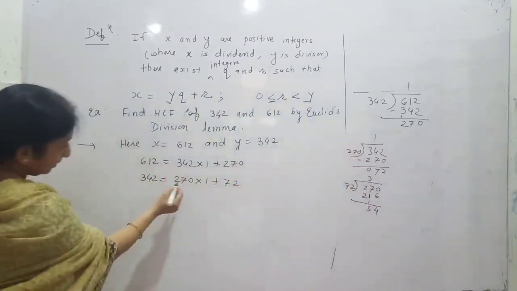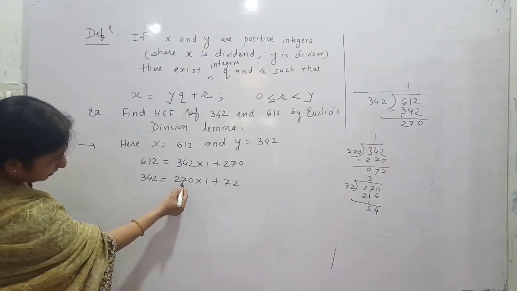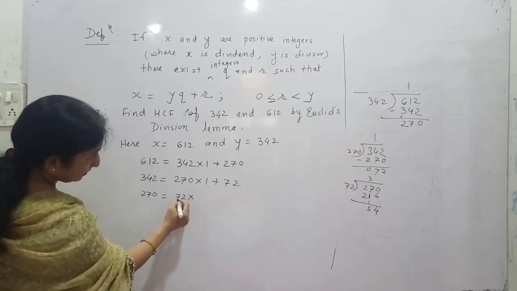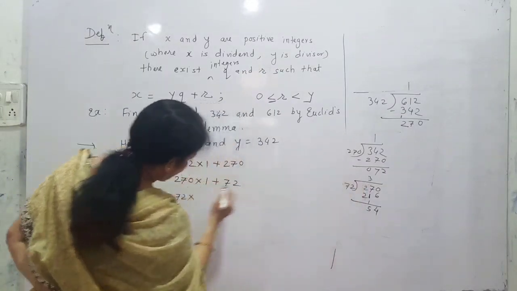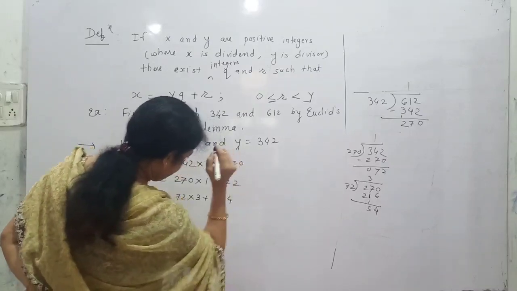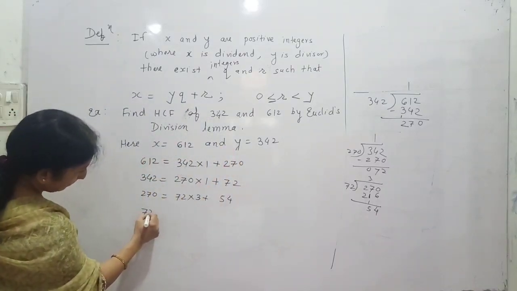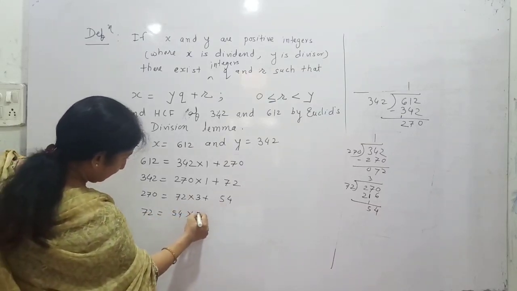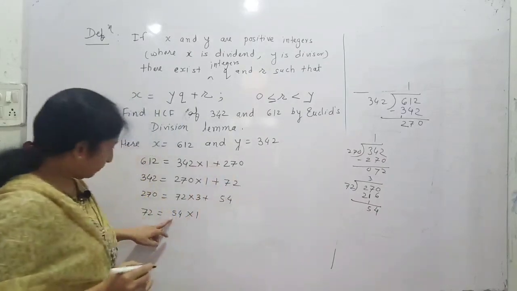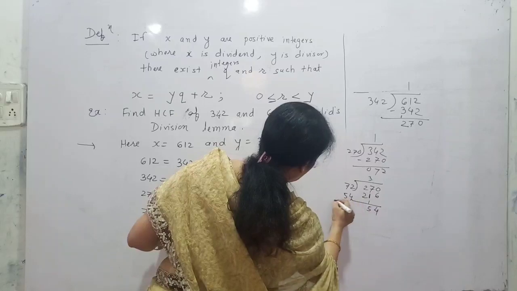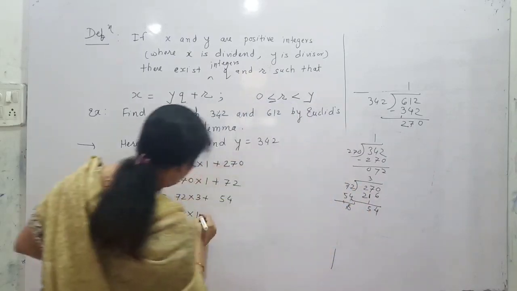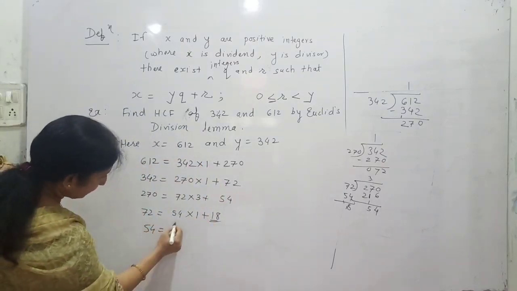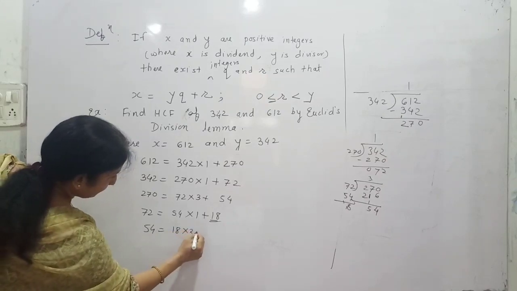Here in the third step, the divisor becomes the dividend and the remainder becomes the divisor. 72 multiplied by quotient 1 and remainder is 18. Now 72 will become dividend and remainder will become divisor. 54 ones are 54, 72 minus 54 is 18. Again 54 is equal to 18 3s are 54.